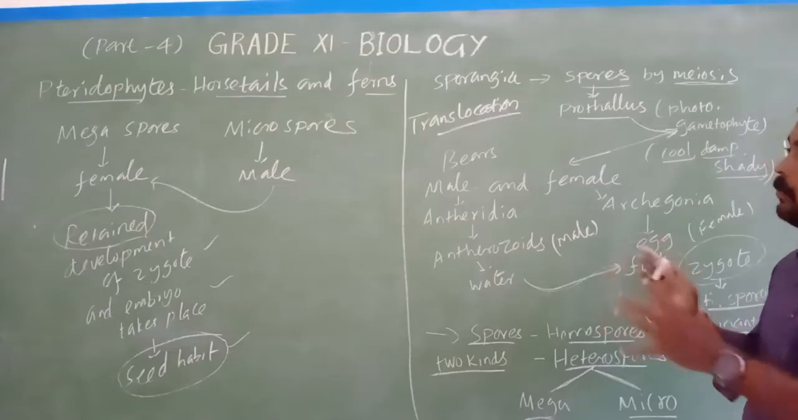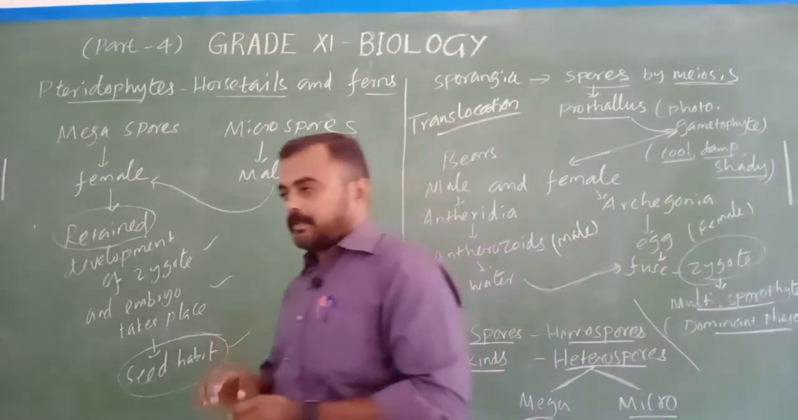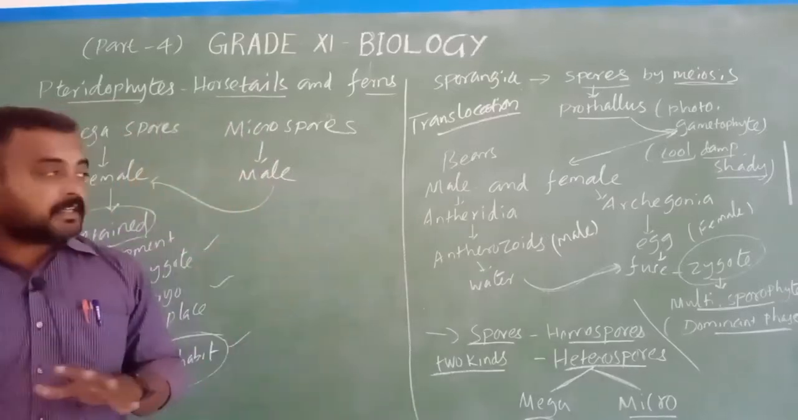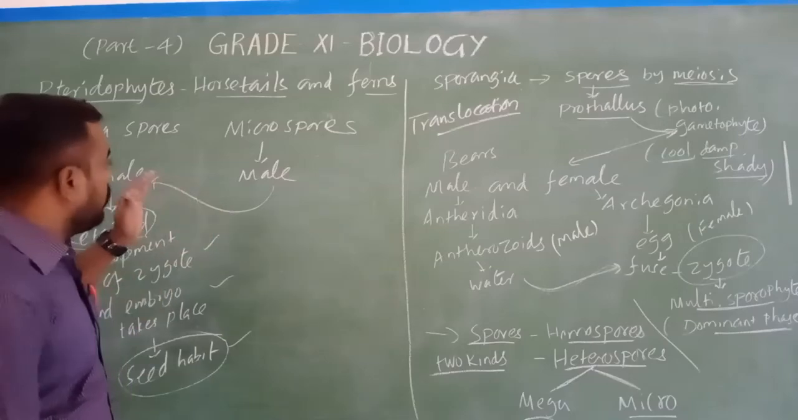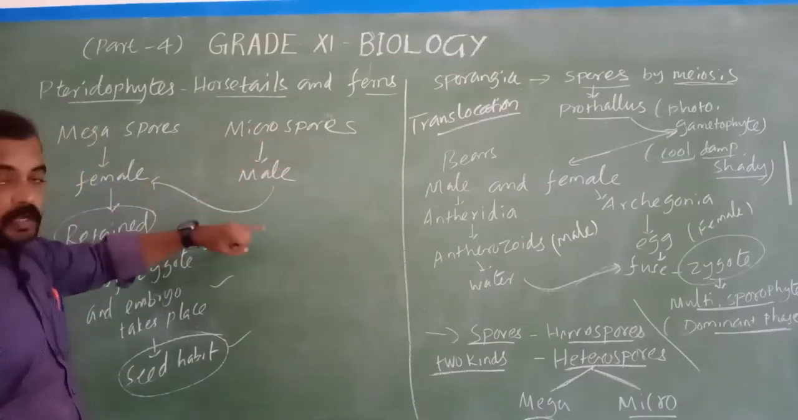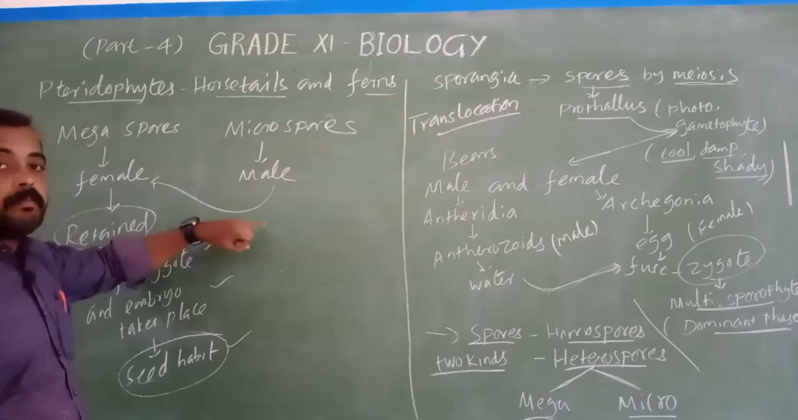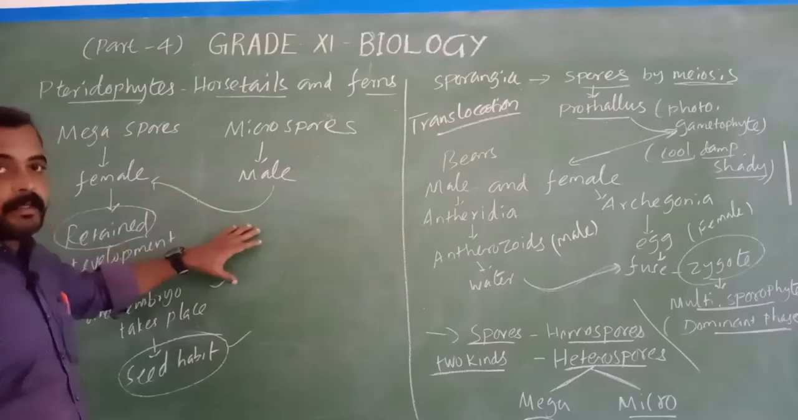So it is about the pteridophytes, the general characteristics of pteridophytes. Don't forget that the main thing here is that it possesses a vascular system, that means xylem and phloem, and it is the first terrestrial plant.